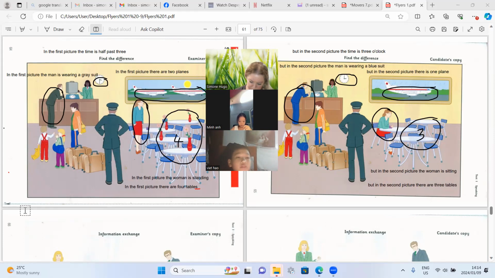In the first picture, the man is wearing a gray shoes. But in the second picture, the man is wearing a blue shoes. In the first picture, there are two planes. Plane. But in the second picture, there is one plane. You guys must focus on what you are reading. It doesn't say are, it says is, because there's only one. Okay.